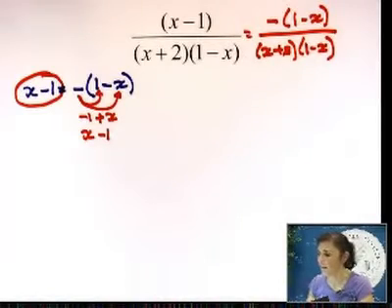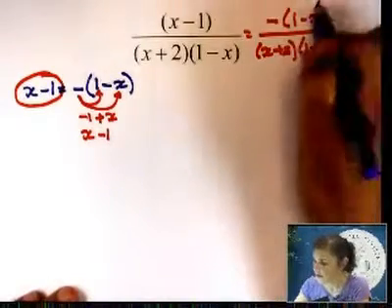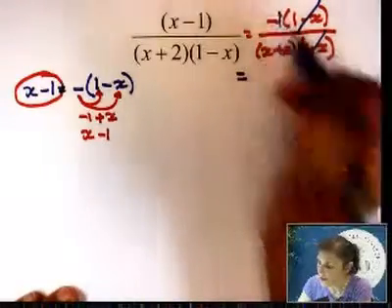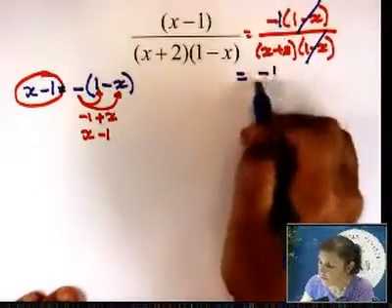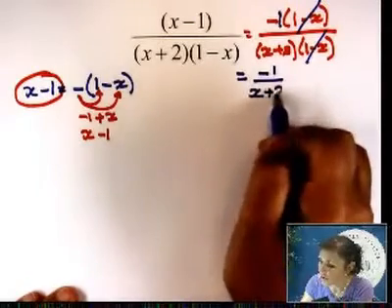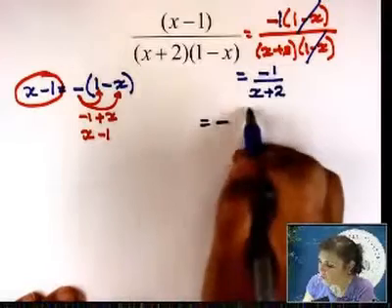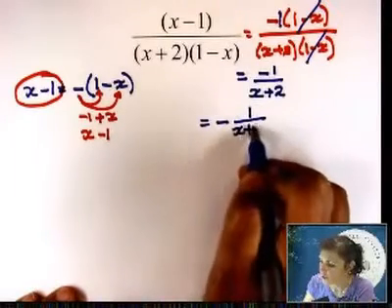Look what I can do now. I have 1 minus x, 1 minus x. What do I have left? There is a hidden 1 here. So you have a negative 1 over x plus 2. You can also write this like that. You can put that negative in front of it, 1 over x plus 2.